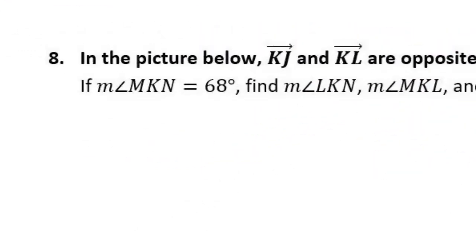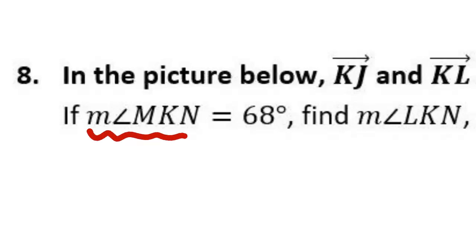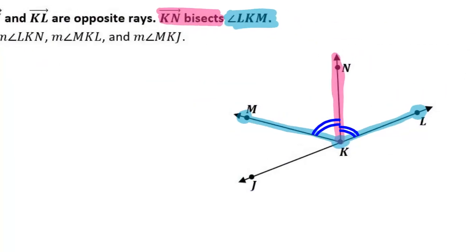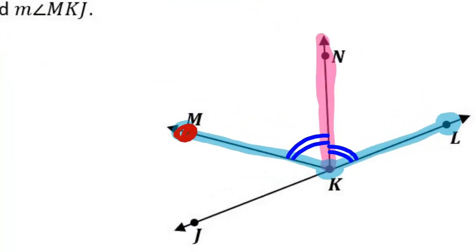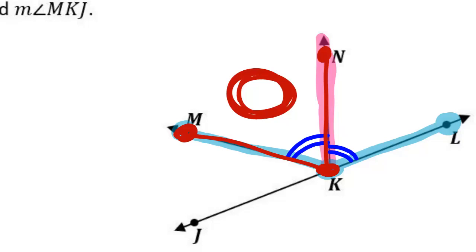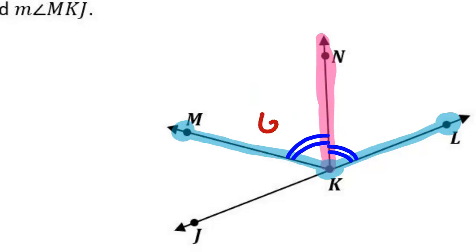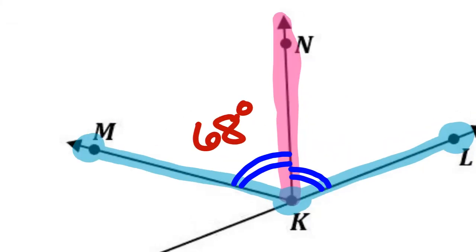And then it tells me that the measure of angle MKN is 68 degrees. So here's M, down to K, up to N. So this angle right here is 68 degrees. Well, if that angle is 68 degrees, how big is this angle? Also 68 degrees because it's congruent.